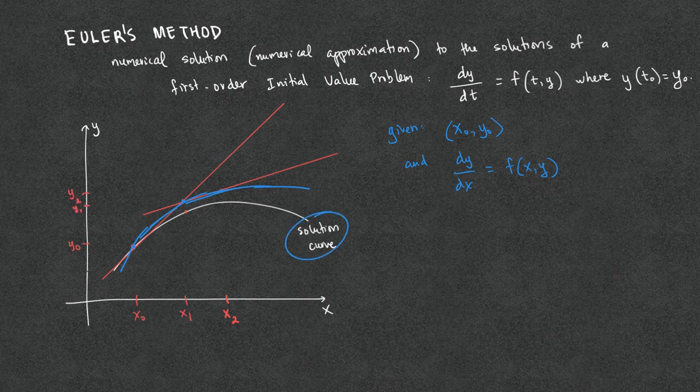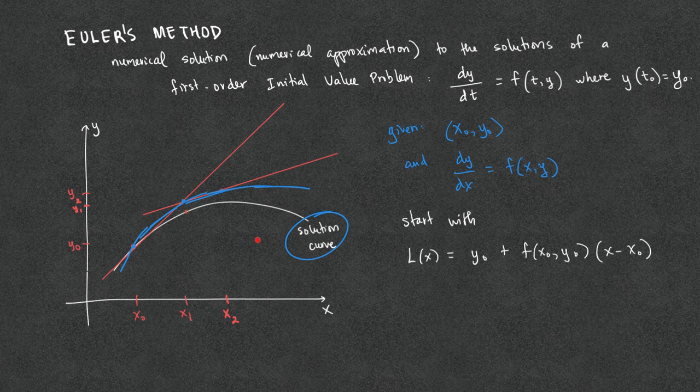Obviously, the more points we use, the better the estimate. And also, the smaller the delta x, the better the estimate. The smaller the delta x, the smaller the error.